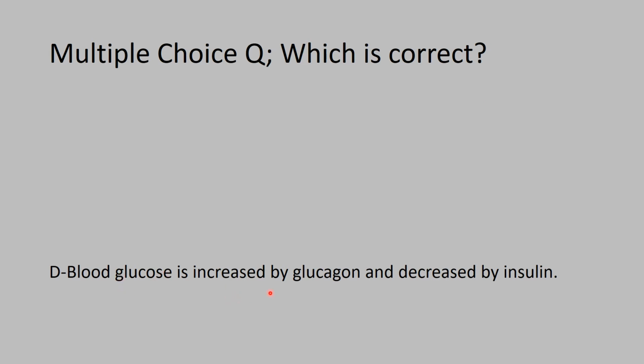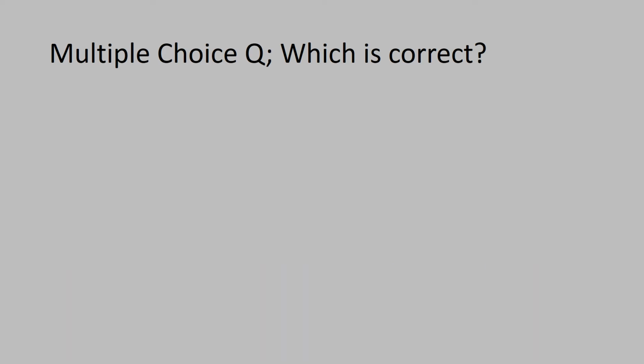The blood glucose is increased by glucagon because that causes the glycogen to be broken down into glucose and released into the blood, and insulin causes the glucose to be taken up and converted to glycogen. All right, another set of 4 statements.